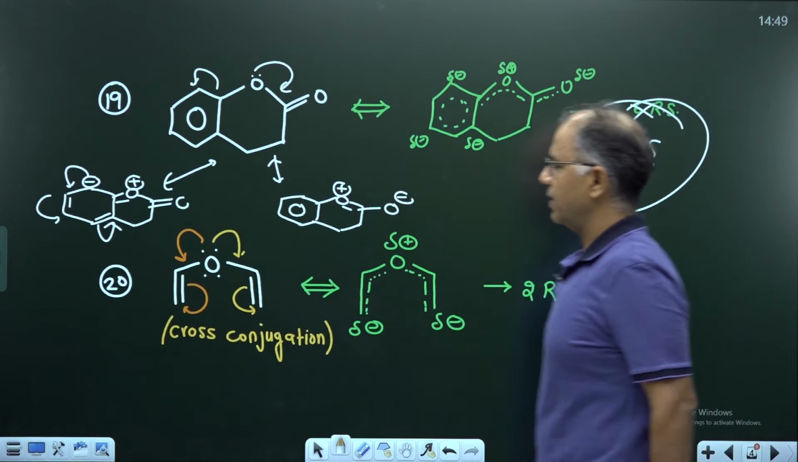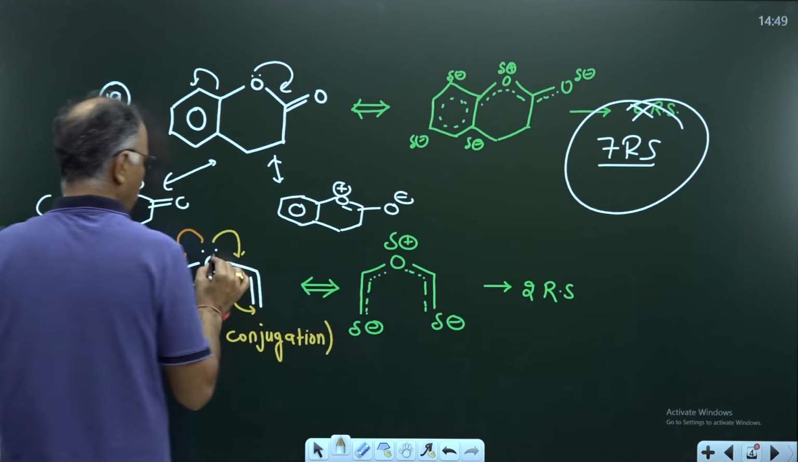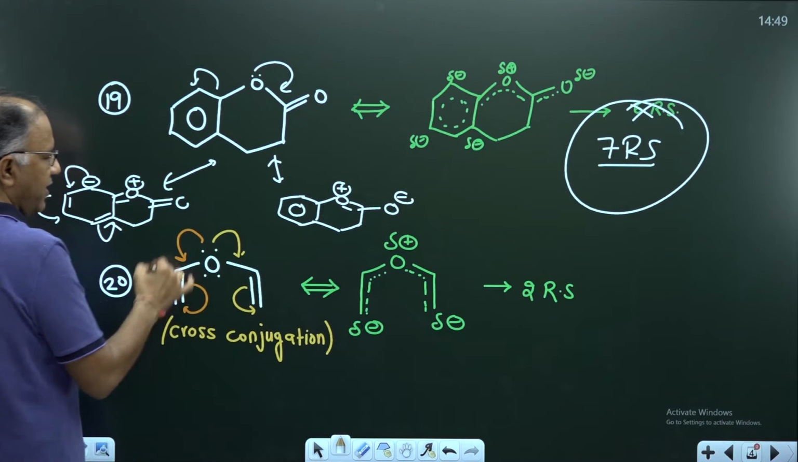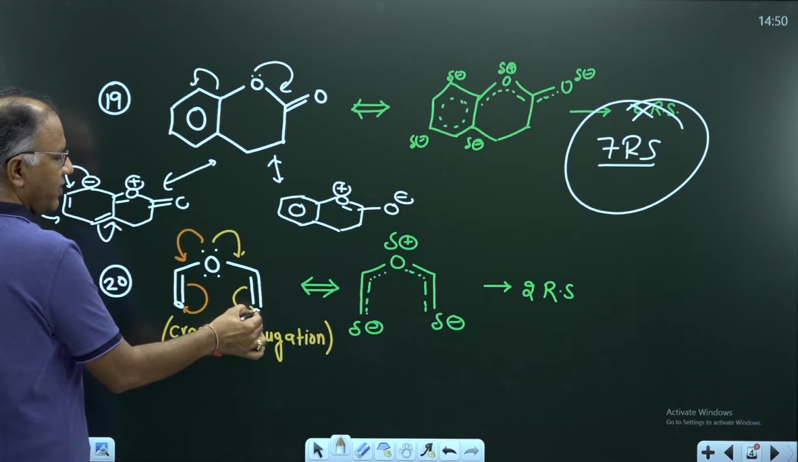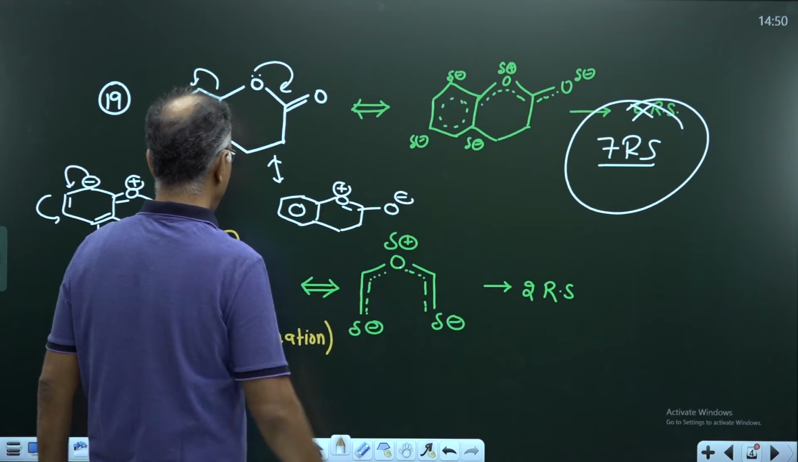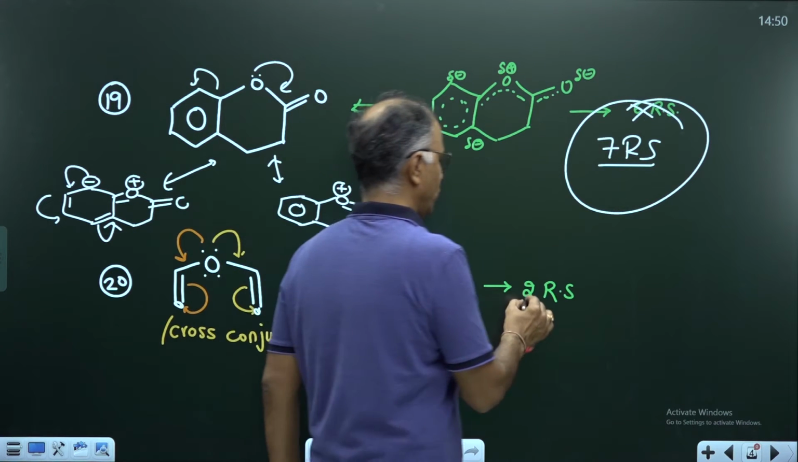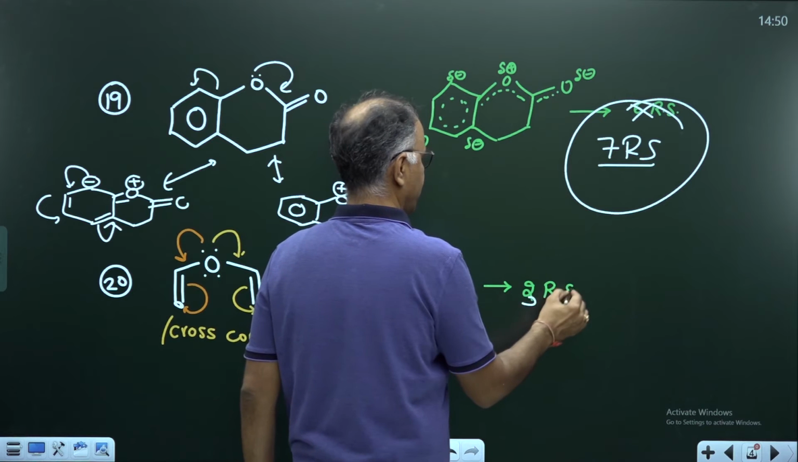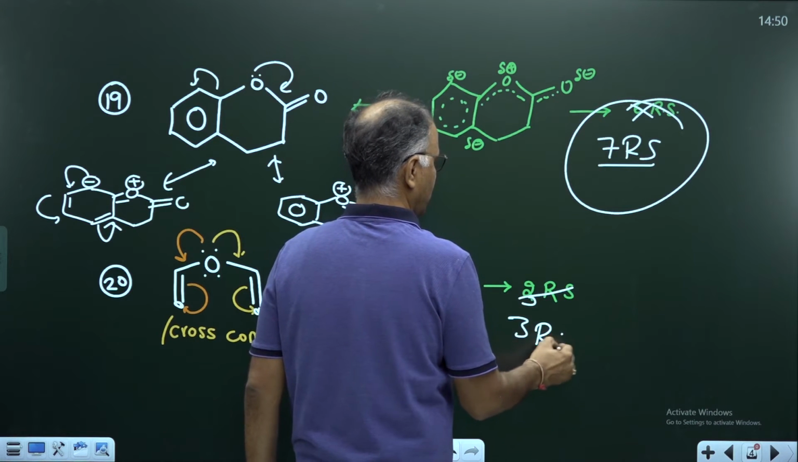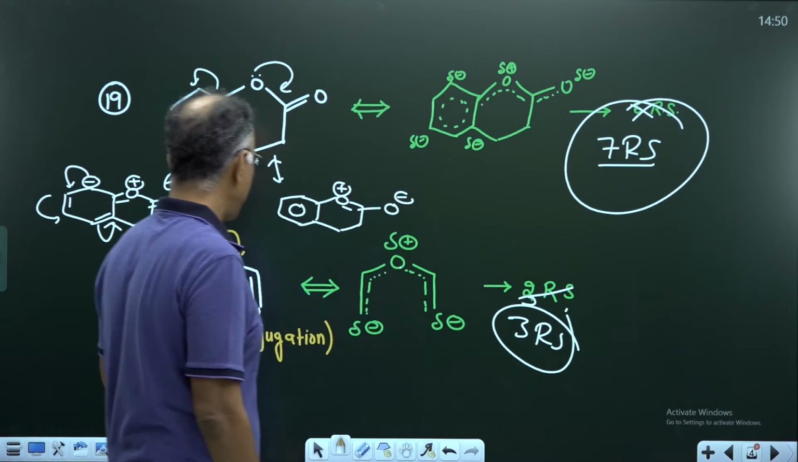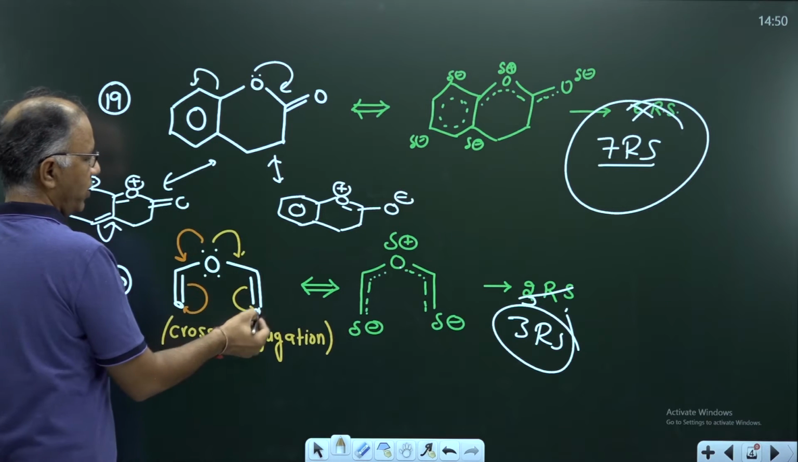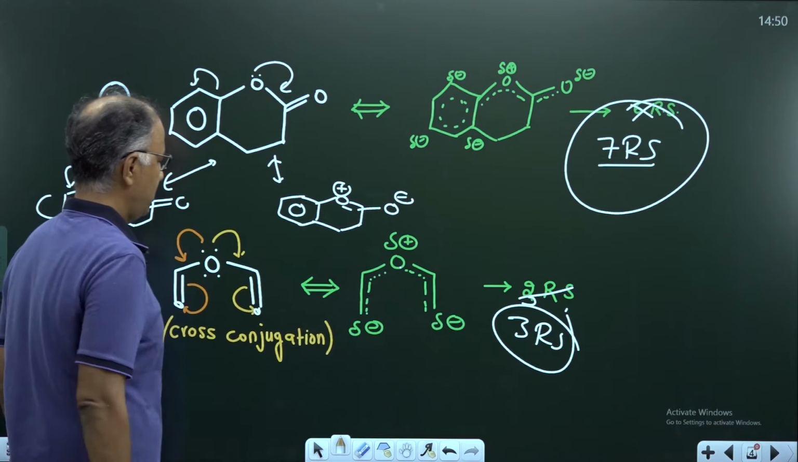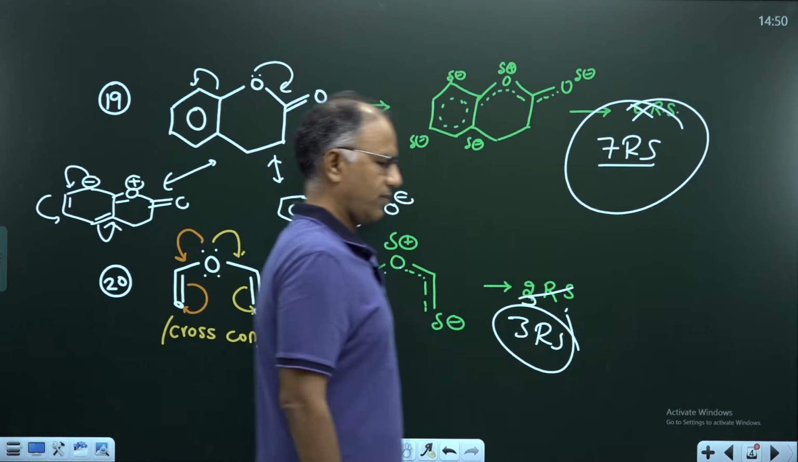Now in the 20th example, there is a cross conjugation. Means the lone pair can undergo resonance on the right hand side, left hand side. This means these two carbon will carry negative charge and oxygen will carry positive charge. So total RS will be 3 RS. How 3 RS? The given is also an RS. This is also an RS. Lone pair on right hand side, lone pair on left hand side. Got it?